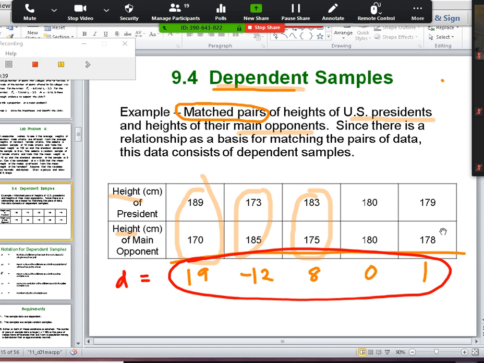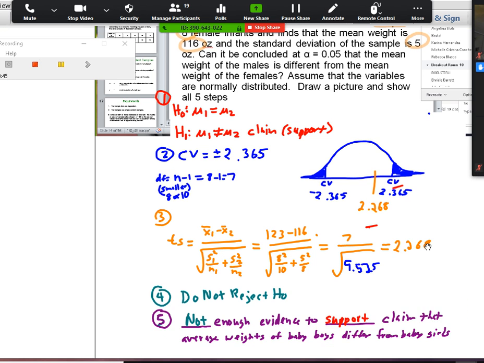Okay, so now we're moving on to... Yes? Question. I know in my group there's still a little bit of confusion on when you use the word support and when you use the word reject. Yes. Can you explain that?